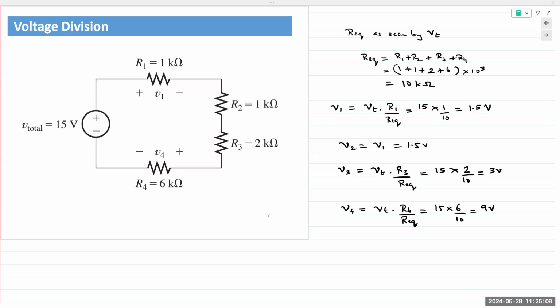All right, let's move on to current division. Well, actually, let's give it a few more seconds. The entire procedure makes sense? Okay.